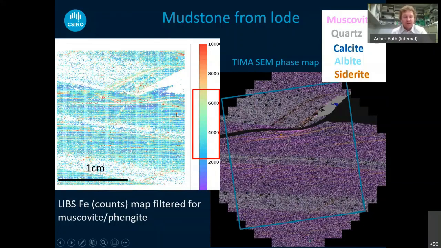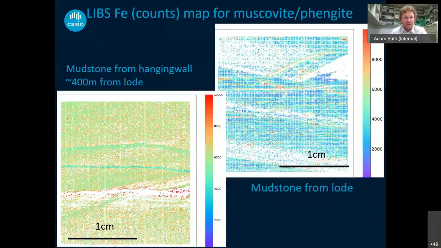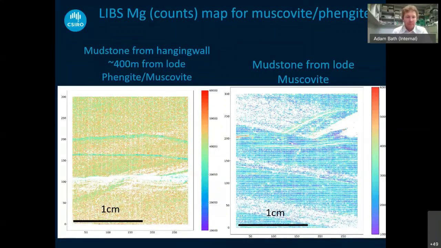So this is where the sensitivity of those peaks actually allows us to see some details in the white mica in these samples. Some of it can be mixed spectra, but in many cases, when you compare a sample from the hanging wall to that in the lode, you can see the distinct differences. So this is just to put them side by side: the white mica in mudstone from the lode versus the white mica from 400 metres from the lode. And the magnesium shows a very similar story. So that's becoming obviously that phengite to muscovite, so it's very, very sensitive.